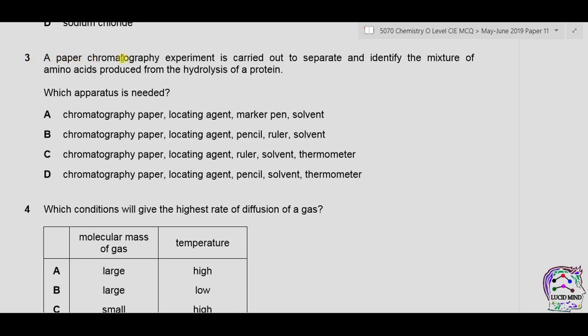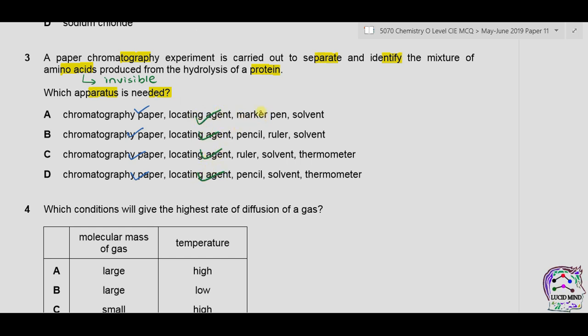Question 3. A paper chromatography experiment is carried out to separate and identify the mixture of amino acids produced from the hydrolysis of protein. Which apparatus is needed? For paper chromatography, we need chromatography paper, and as amino acids are invisible, so therefore in order to make them visible we would need locating agent for amino acids.